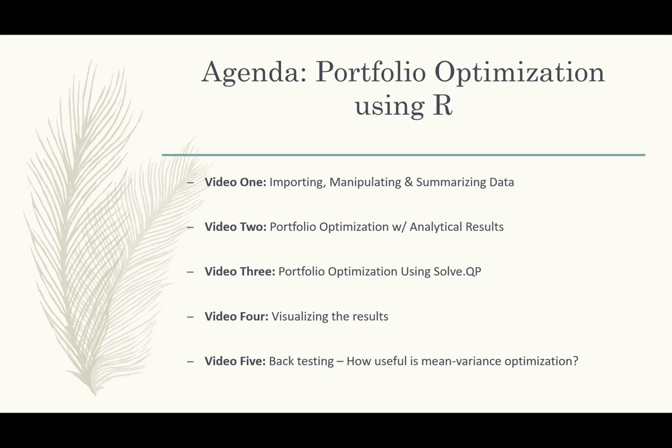Then once we've imported the industry data, we'll begin to manipulate the data set. And finally, we'll calculate some basic summary statistics for the 47 industries, the equally weighted portfolio, and the market portfolio.